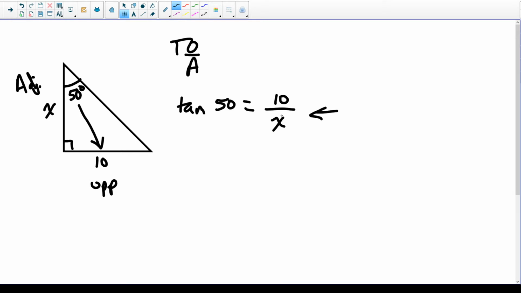So I've had students just flip this around because it's like, oh, x can't be on the bottom, let's put the 10 on the bottom. No, you have to follow the formula. The formula says opposite over adjacent. You can't flip that around, okay? So what would happen in a case where you have x on the bottom? I've seen so many mistakes being made. I've seen the 10 moved over and multiplied by tan 50. I don't know why, but I've seen that mistake made often.